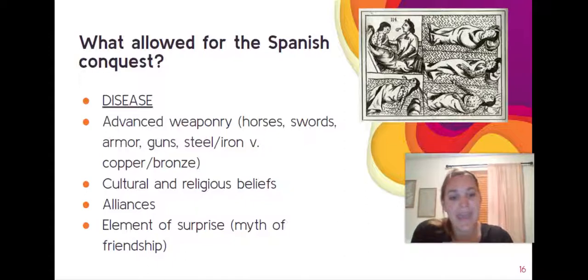And then additionally, we cannot forget the alliances. The alliances that the Spanish made with other groups, enemies of the Aztec, were essential in the conquest of the Aztec Empire.